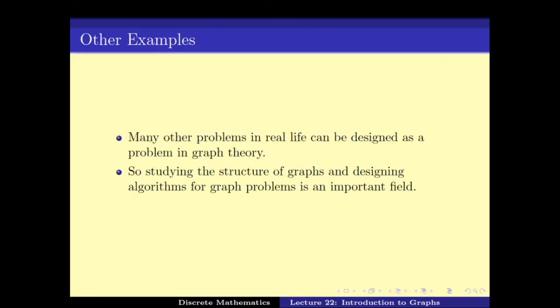There are many other problems in real life that can be modeled as problems in graph theory. Thus, studying the structures of graphs and designing algorithms for graph problems is an important field. Studying the structure is what we will be focusing on in this particular course. Now this was all an introduction to graphs. How does it help solve our problems?